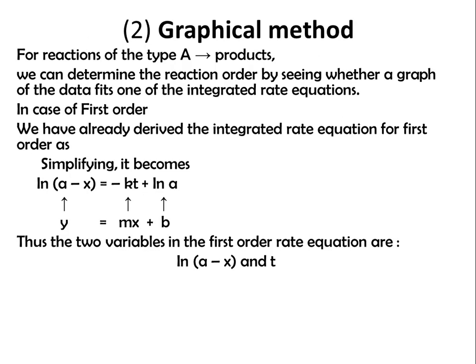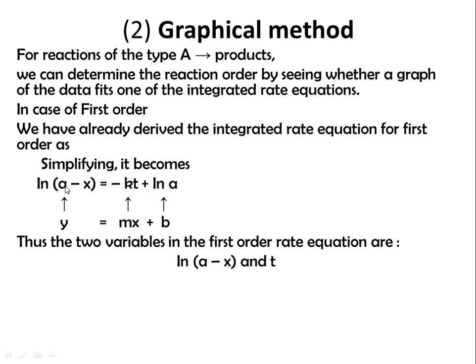Graphical method. Here we consider the integrated rate equation, so there is a need to remember the integrated rate equations well. The reaction is A converted into the product. We determine the reaction order by observing which graph fits one of the integrated rate equations. In case of first order, the derived integrated equation is this, in which we put the value of the integration constant I after integration. So the integration of a minus x is equal to minus kt plus the integration of a.